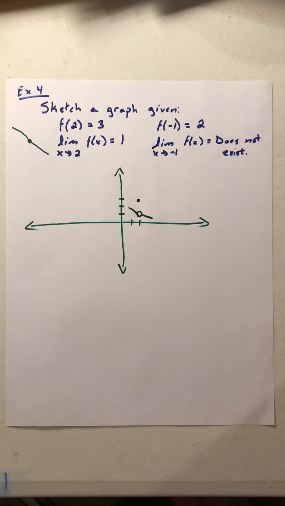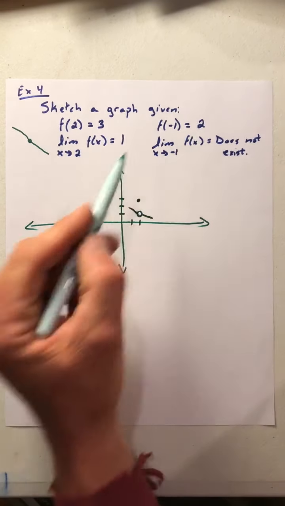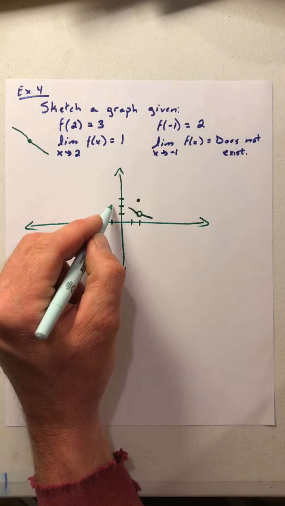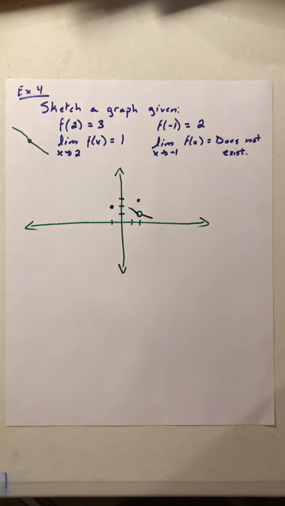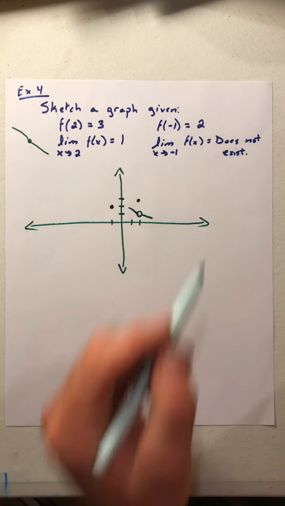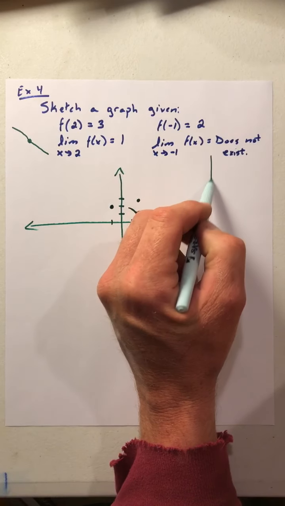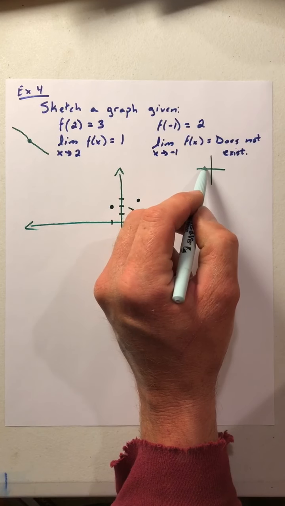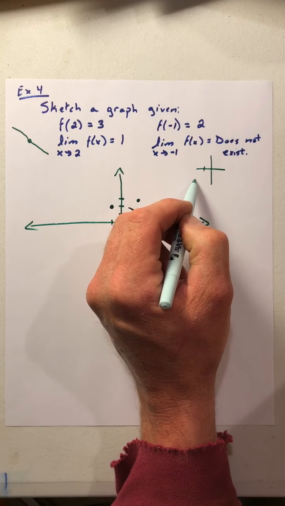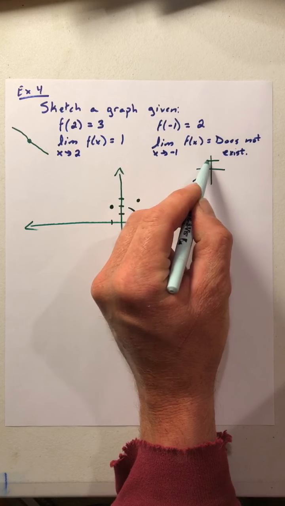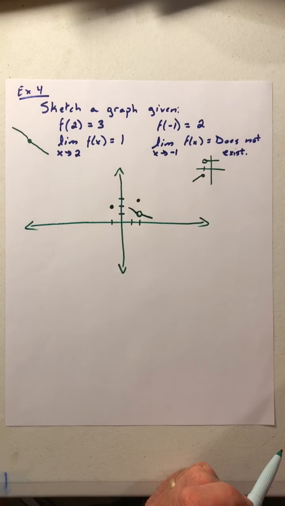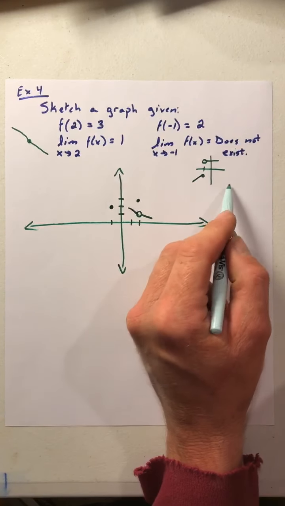All right, and then f of -1, this is going to say it's at 2. So over here at -1, we have a closed circle at 2. But then the limit as x goes to -1 doesn't exist. So what does that mean? It can mean a lot of things. Remember, the biggest thing is that when we get closer to -1, these two branches don't come together. So how do they not come together? Well, we don't necessarily know with this information.